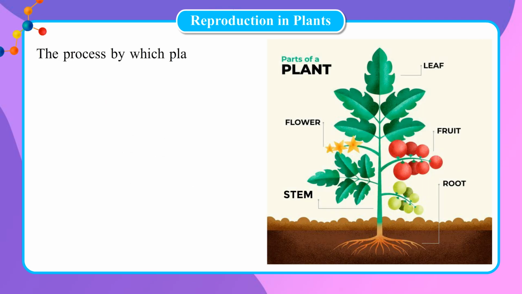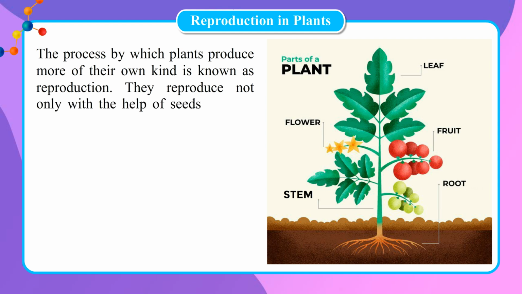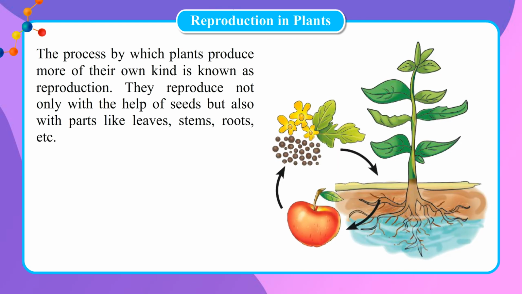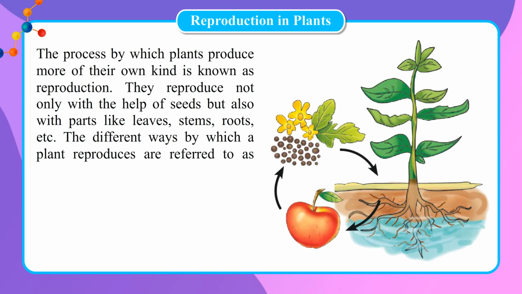The process by which plants produce more of their own kinds is known as reproduction. They reproduce not only with the help of seeds, but also with parts like leaves, stems, roots, etc. The different ways by which a plant reproduces are referred to as modes of reproduction.